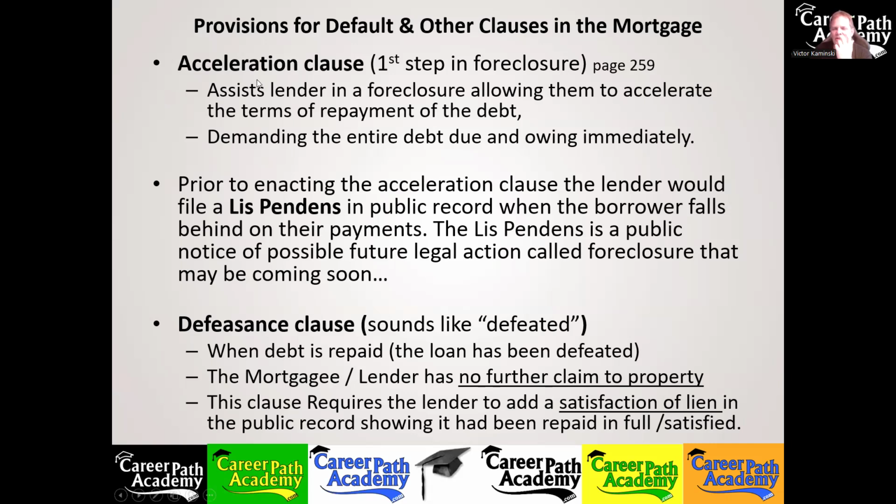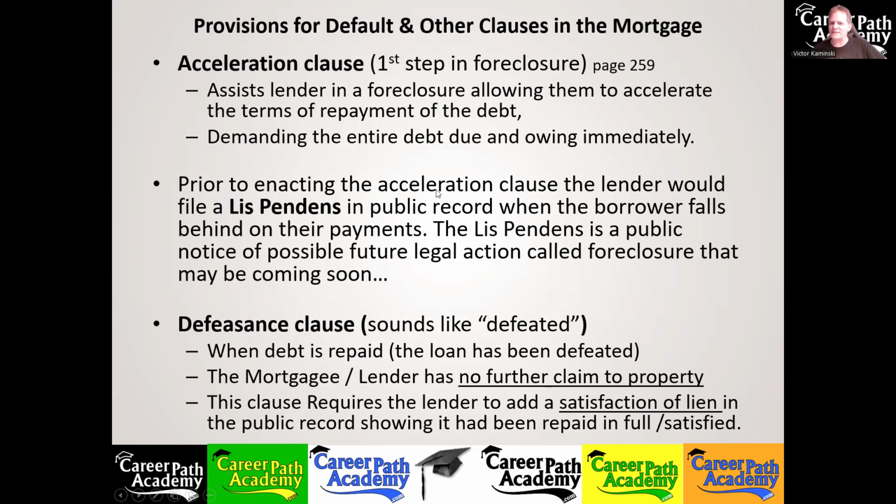How do you know when the lender implemented the acceleration clause? They'll stop making collection calls, and if you call them, they won't accept any payment from you unless you can pay the full outstanding amount due, including any late fees and penalties. That's how. So the acceleration clause is the first step in foreclosure.